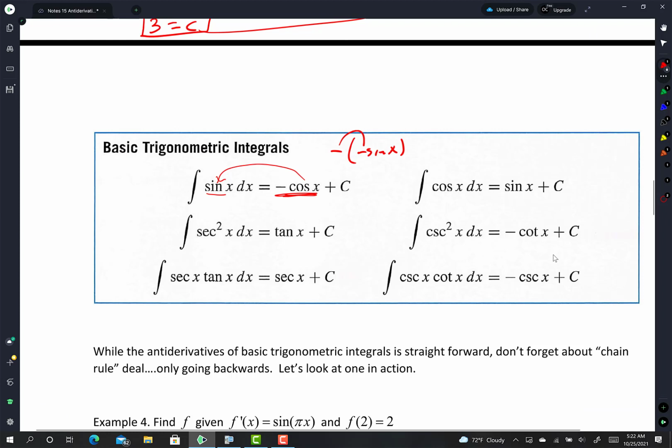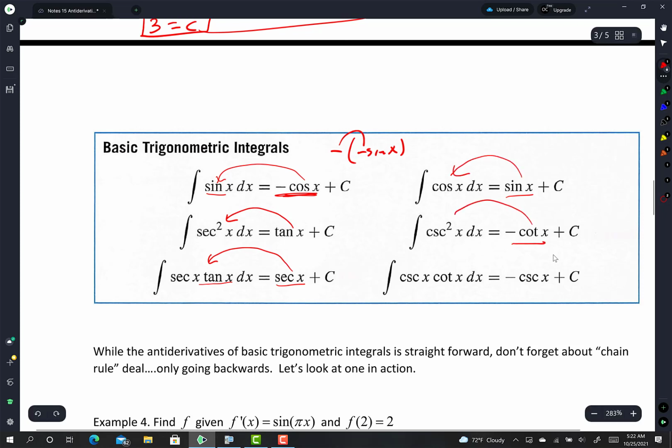Antiderivative of secant squared is tan, and that's basic because the derivative of tan is secant squared, see? Secant x tan x, the antiderivative of secant x tan x is secant x because the derivative of secant x is secant x tan x. The derivative of negative cotangent is positive cosecant squared. Because if you take away the negative, the derivative of cotangent is a negative cosecant squared. So hopefully that made sense.